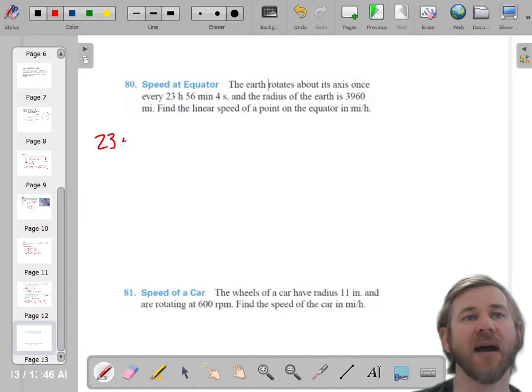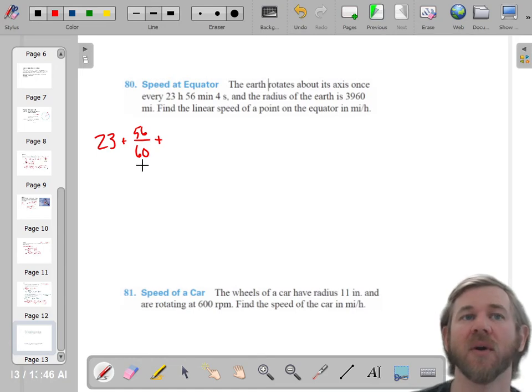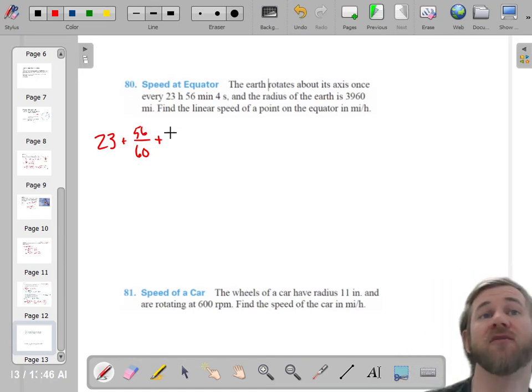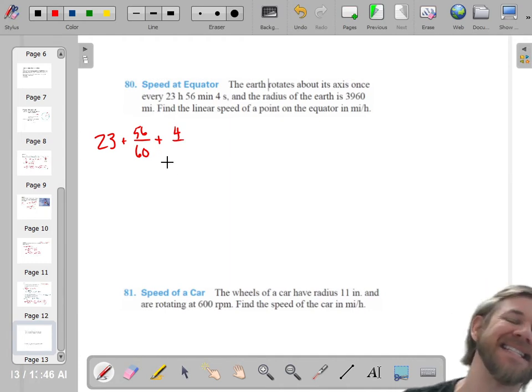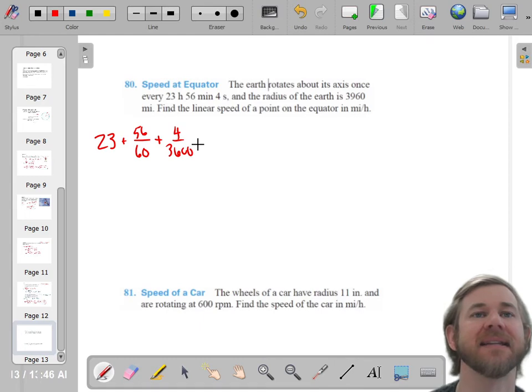We have 23 hours plus 56 minutes, which is a fraction of an hour. It's 56 minutes of 60 minutes. So you got to be careful there. There's 60 minutes in an hour. We're going to add 56 of those 60. You can't say 0.56. We also have 4 seconds, and there are 60 times 60, so that's 3,600 seconds in an hour.